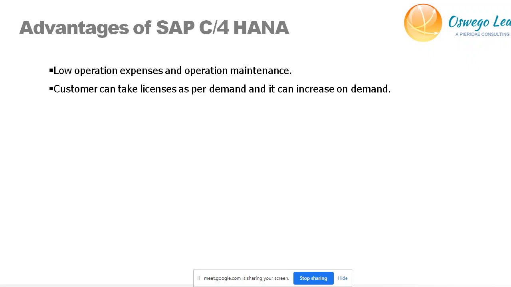Previously, whenever they implemented ECC or S4HANA, whenever they purchased that product or the server, they had to say how many licenses they needed, and according to that SAP would provide 100 or 200 or 300 licenses. But in case of a cloud product like C4HANA, the story is not like that. Whenever you need a new product or new user ID, you can purchase n number of licenses, and you can pay according to that usage.